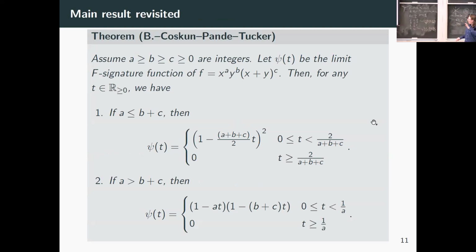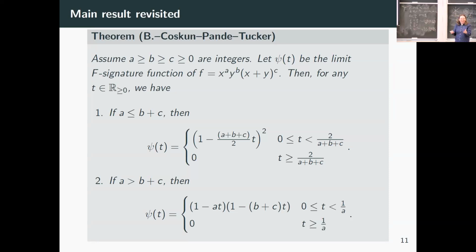Now I didn't actually define LCT or FPT, but nonetheless, I will say something about them. We have these two cases here. And as it turns out, these two cases are exactly reflecting the fact that the log canonical threshold of that polynomial is either 2 over a plus b plus c or 1 over a. And it's 1 over a exactly in case 2, and it's 2 over a plus b plus c in exactly case 1. So this cutoff point is the log canonical threshold.